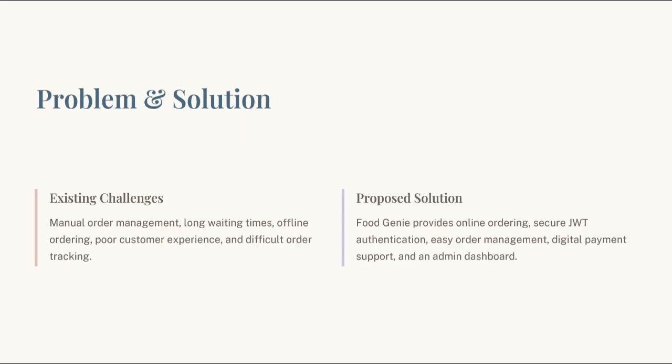Traditional food ordering methods involve manual order processing and paper-based records. These methods often result in delays, order errors, and inefficient management. Food Genie addresses these challenges by providing a digital platform where customers can place orders online while administrators manage products and orders through a centralized dashboard. This improves efficiency, reduces manual effort, and provides a better customer experience.